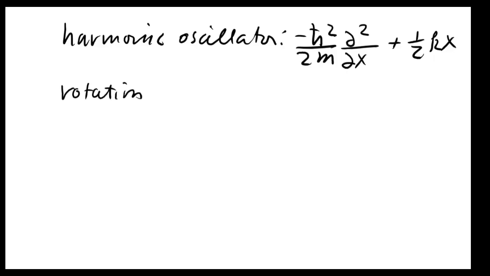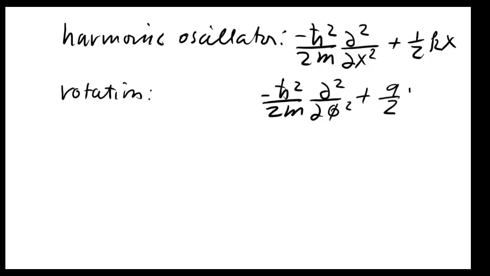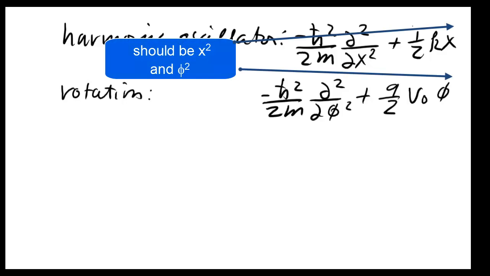For the rotation, the Hamiltonian is minus h bar squared over 2m times the second derivative with respect to phi, plus 9/2 V0 times phi squared. That's the potential for the rotation. And oh, look at that. We say that 1/2 k x squared corresponds to 9/2 V0 phi squared. Those are constants. So when we solve this rotation, we'll get exactly the same things we did for the harmonic oscillator. And so we can immediately write down what the energy level spacings were.